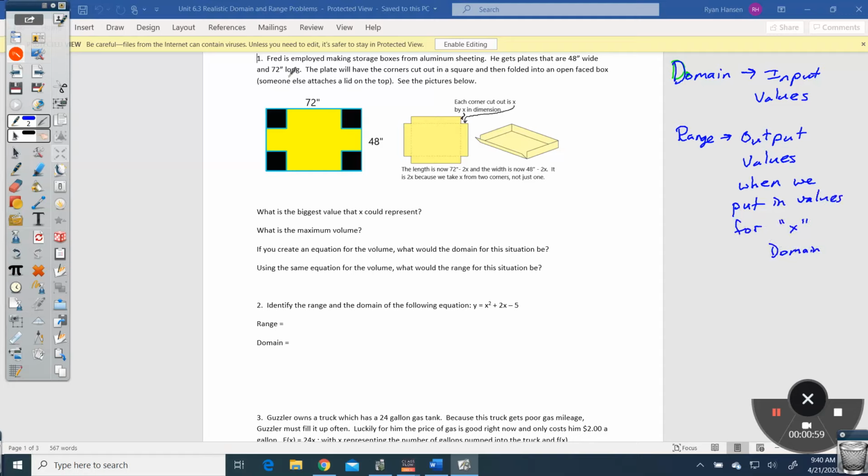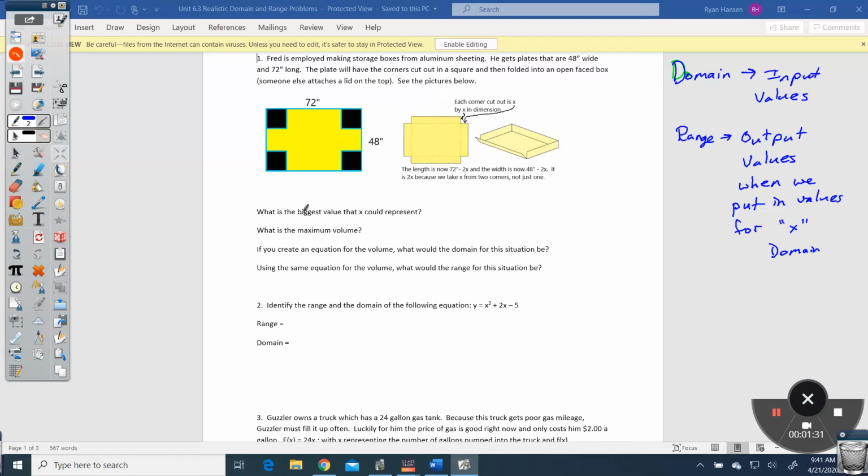On this first one, it says Fred is employed making storage boxes from aluminum sheeting. So imagine this whole thing, 72 inches by 48 inches, is the aluminum sheeting. It says the plate will have the corners cut out in a square, so it's going to look like this afterwards, and then fold it into an open face box like this, and then someone else will attach a lid later. So we've got it going from here, we cut out the corners, we go to the middle one, and then we fold it up and we get to the end.